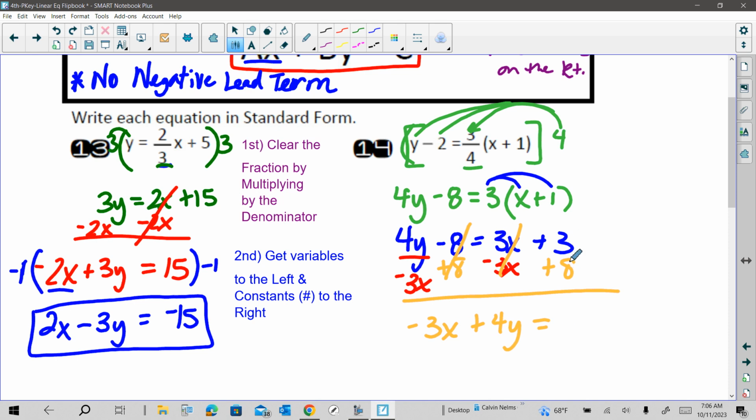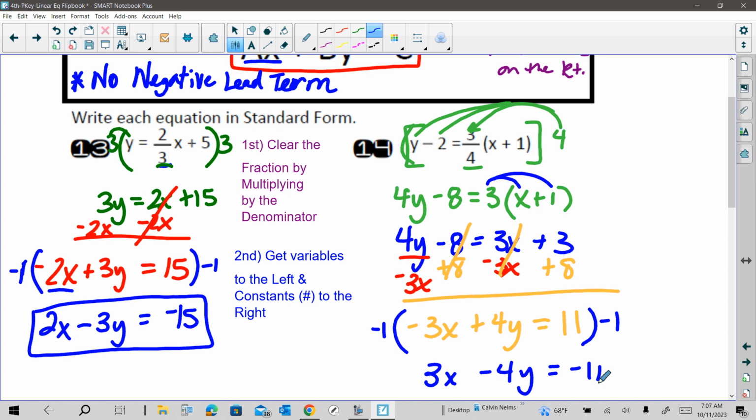And then I'm just going to add my 3 and 8, excuse me. So it gives me 11. And then we have to remember we don't want a negative leading term. So to get rid of that negative leading term, we're multiplying everything by -1. So that makes that positive 3x minus 4y equals -11.